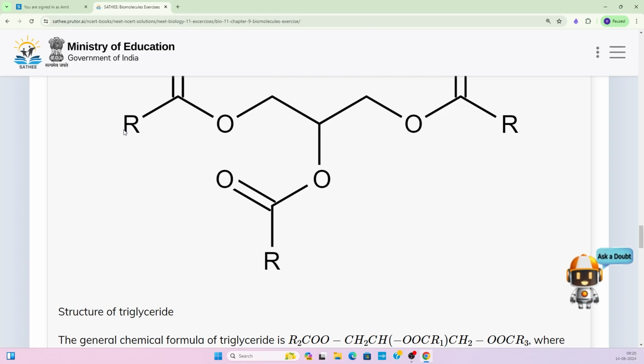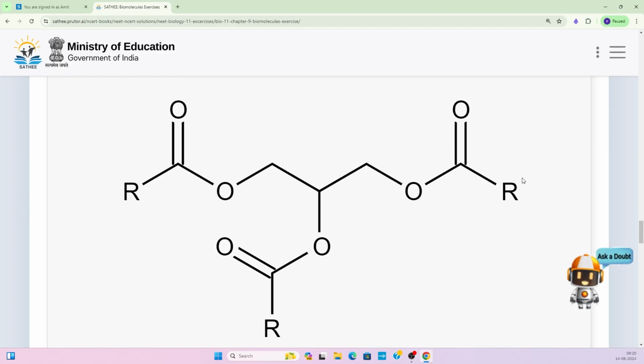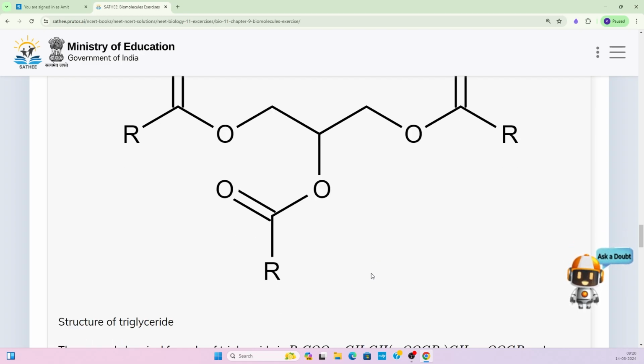So here you can see the three R groups, and the ester bond is here. One ester bond is this, this, and this, right? So this is showing the esterification. That is why it is called esterified, right? So three fatty acid groups get attached with the glycerol molecule to form the fat.